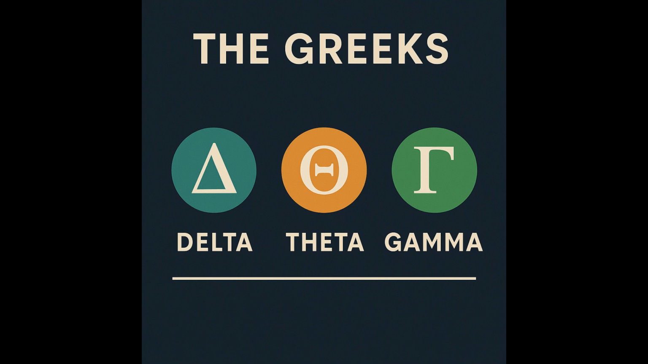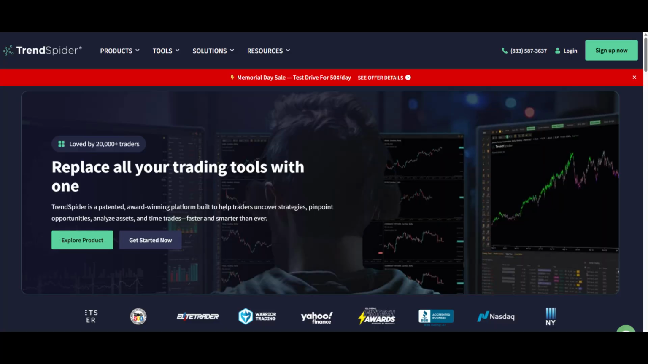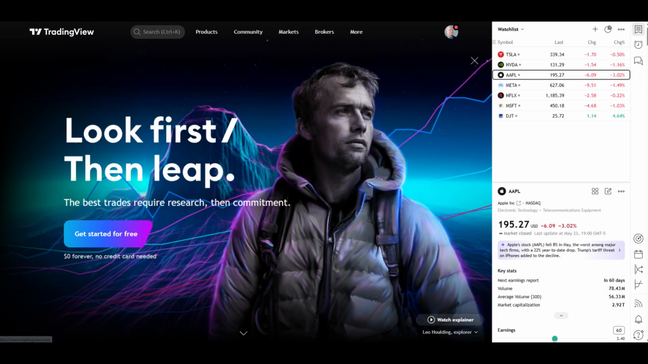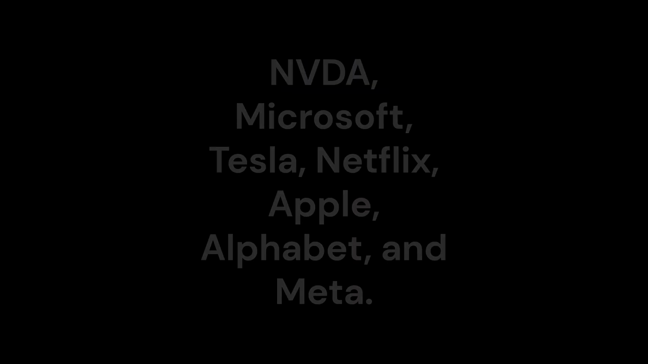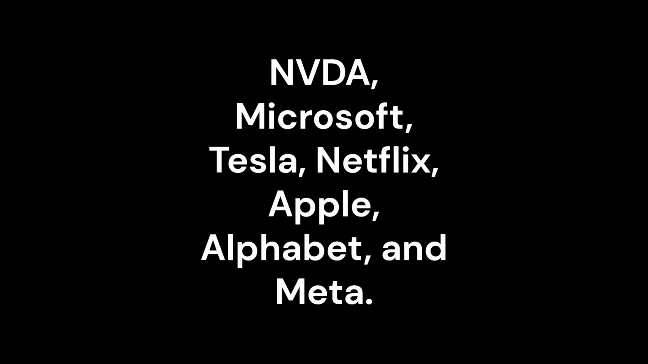Now let's set up our trading environment. There are a few popular charting platforms out there: TradingView, Thinkorswim, Webull, and TrendSpider. For this course, we're going to use TradingView, but most platforms offer similar tools, so use what you're comfortable with. On the right side of TradingView, you'll see a watch list. Almost every platform has one. You'll want to add the following stocks to your watch list: NVDA, Microsoft, Tesla, Netflix, Apple, Alphabet, and Meta. These are part of the Magnificent Seven, highly volatile, high-volume stocks that are great for options trading.